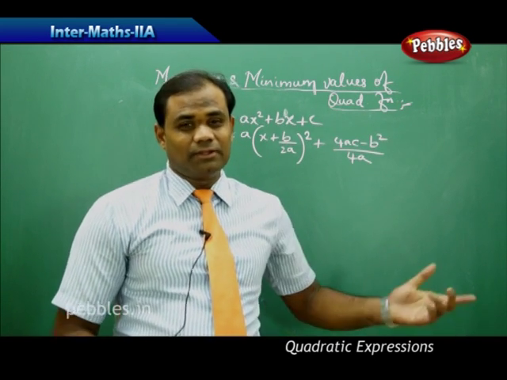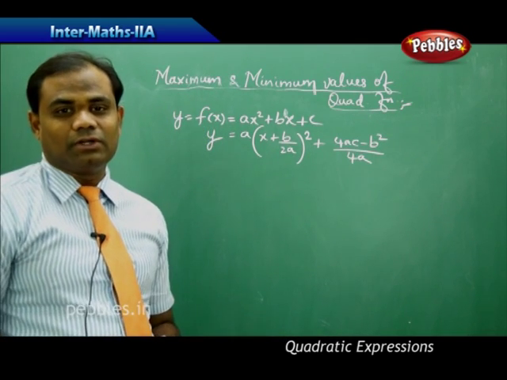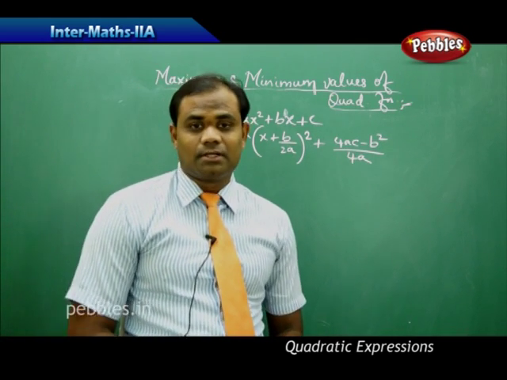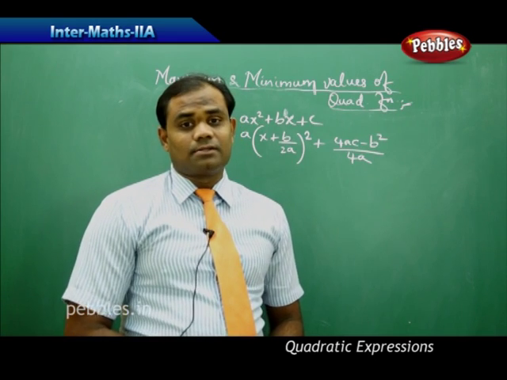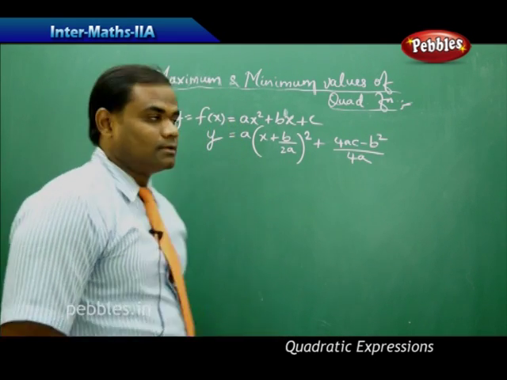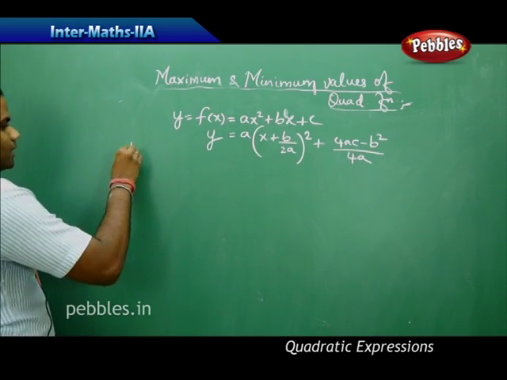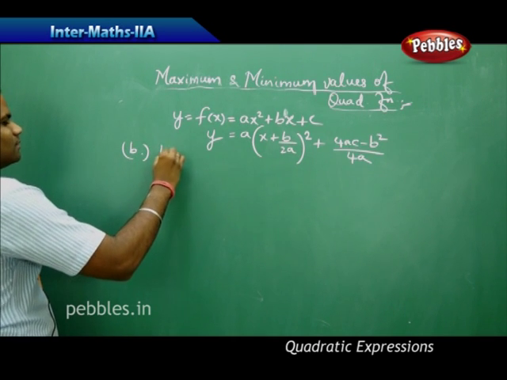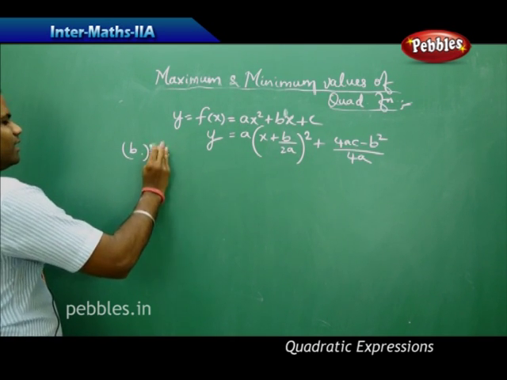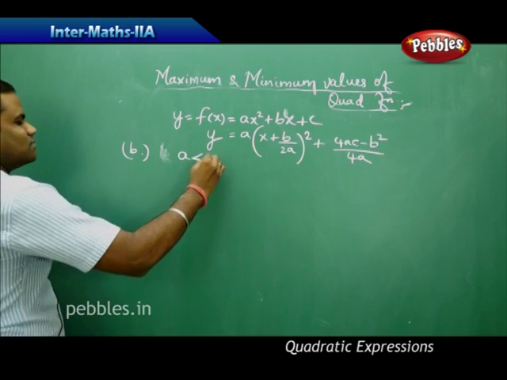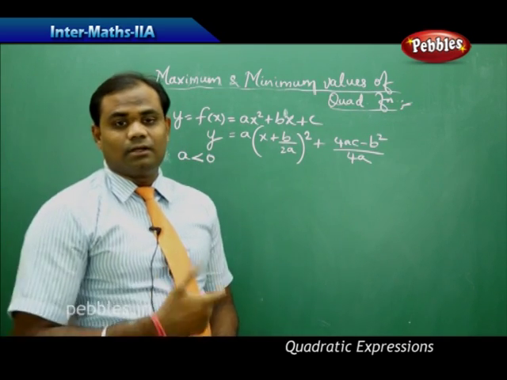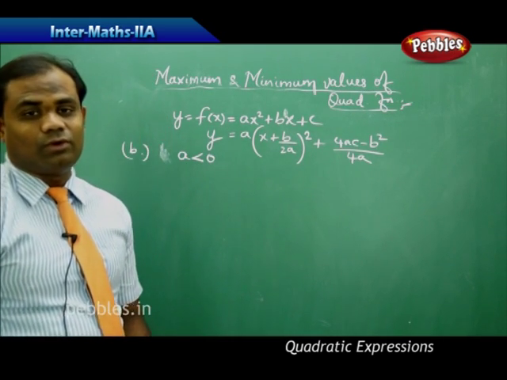Now part B of the theorem is using the condition a less than 0, that is, what would be the case when a is negative. So when it comes to part B, I assume that a is less than 0, that is, a is negative, and see how we can proceed with the proof of this theorem.